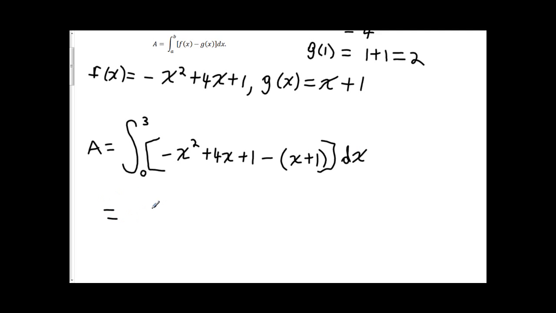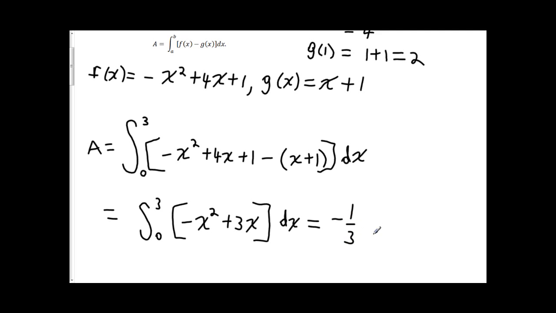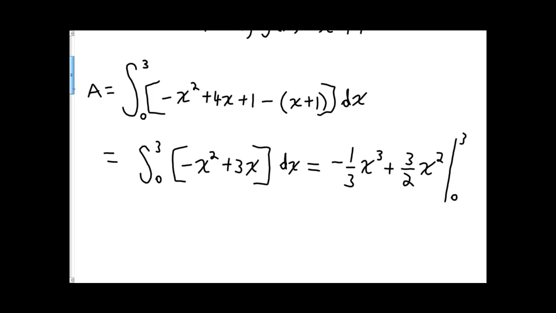So we get that the area is actually equal to the integral from 0 to 3 of, let's combine like terms here. We get negative x squared, and then 4x minus x is plus 3x, and then positive 1 minus 1 is 0, so what we're really integrating is this function with respect to x, in which case we get negative 1/3 x to the third plus 3/2 x squared, and we're going to evaluate this between 0 and 3. So now all that's left is to plug in the upper and lower limits of integration to find the area.